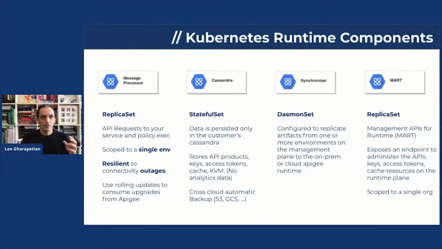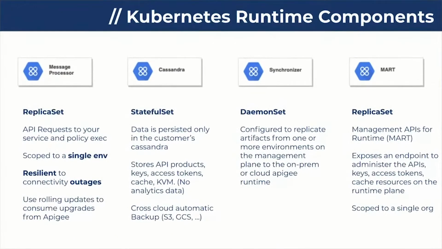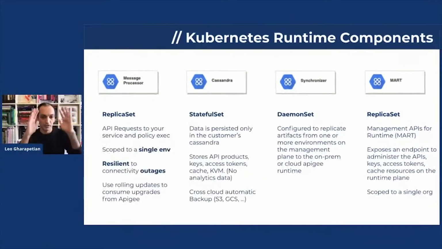The synchronizer operates on a schedule. I think by default it's 60 seconds, but it can be changed. And it replicates all the artifacts that you create on the management plane, and brings them across into your cluster, so your cluster always knows what's going on. And then finally, we have MART, which stands for Management APIs for Runtime. That exposes an endpoint that helps the management plane talk to your runtime API and administer different APIs, keys, tokens, and so forth. This is also scoped within a single organization. When you're setting up Apigee Hybrid, you set up an organization, and it has multiple different environments that you can run different proxies in. And I'll get into more details on that.